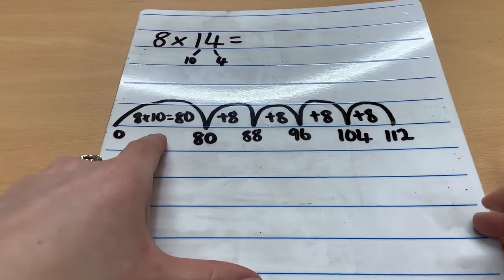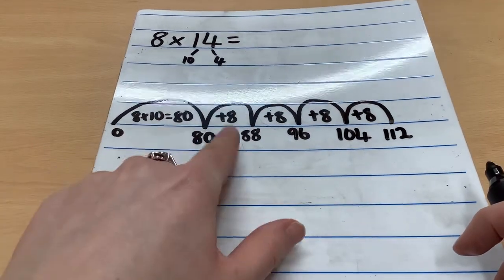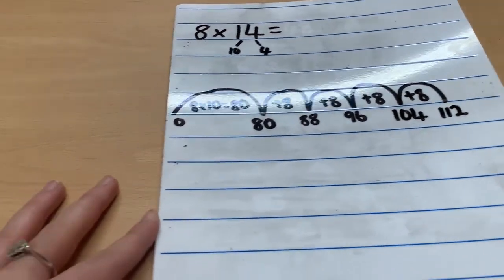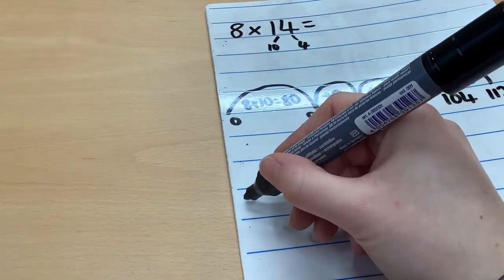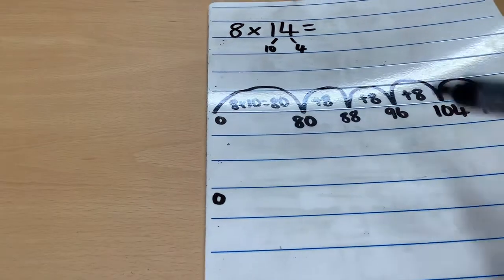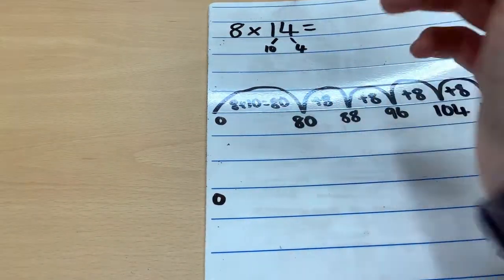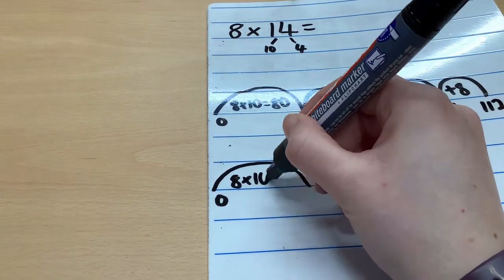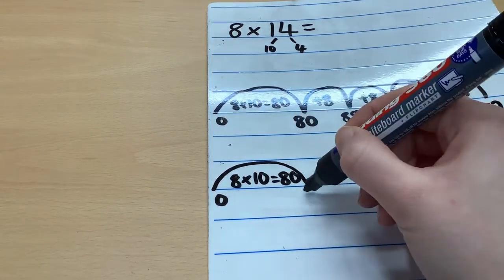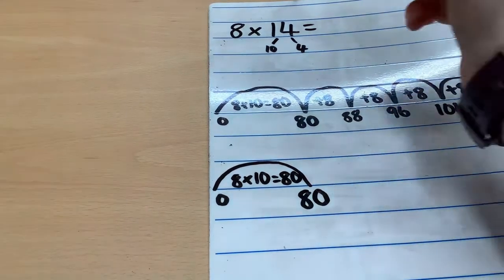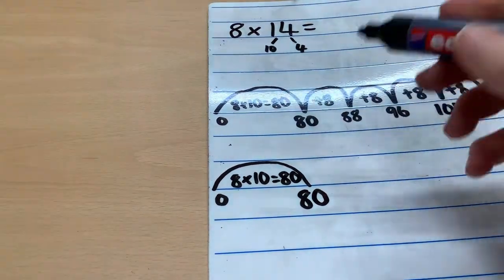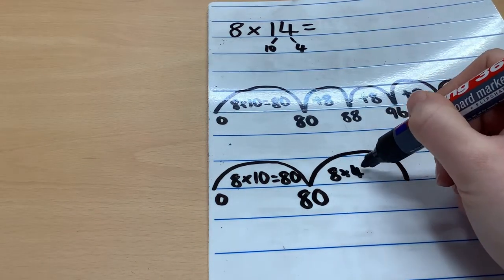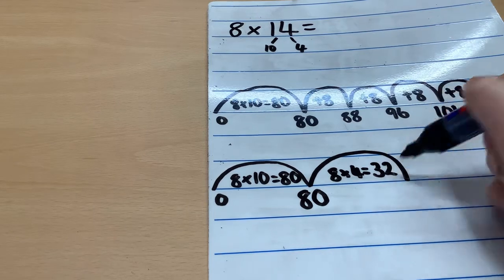And once again, even though I've chunked this part here, the extra 4 jumps take up a lot of room on my number line. So I'm going to show you the other way as well. I'm going to start with the 0 on the left-hand side. I'm going to do the 8 multiplied by 10 first as one big jump. So 8 multiplied by 10 equals 80, and that's what goes underneath. And then I'm going to do 8 multiplied by 4 as one jump as well. 8 multiplied by 4 equals 32.